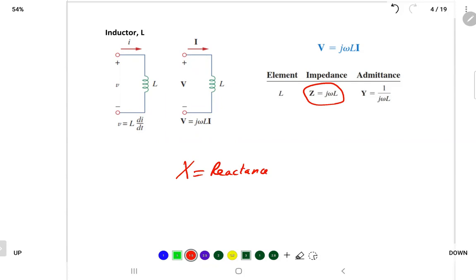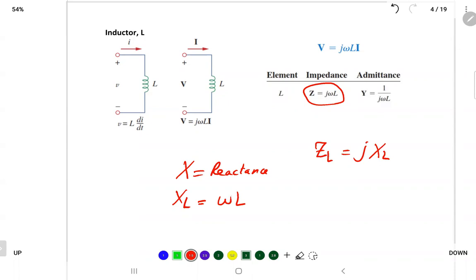And when you have an inductor, it has reactance called inductive reactance, XL. So X is reactance, which could be for inductors and capacitors. For an inductor, we call it XL, inductive reactance, and the unit is ohm. What is Z? What is impedance? Well, the impedance of the inductor will be equal to j omega L, but XL is equal to omega L, so it's equal to jXL. You can write that.